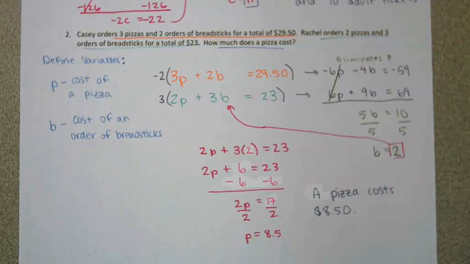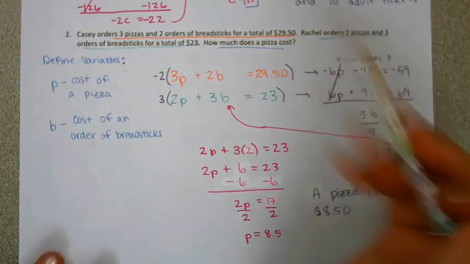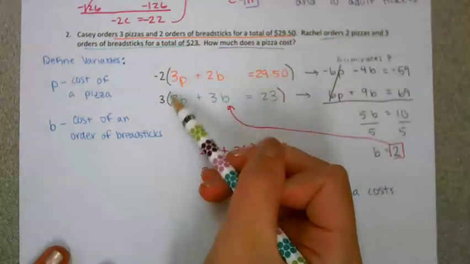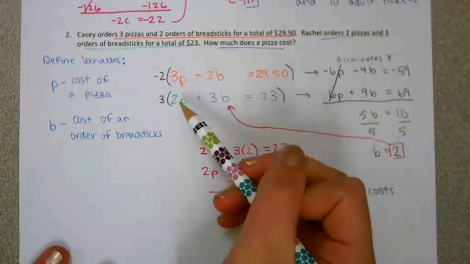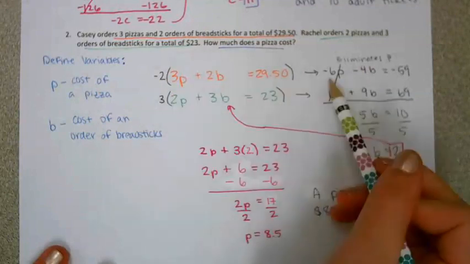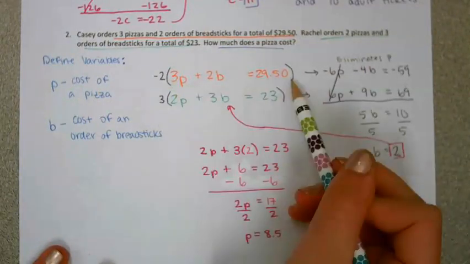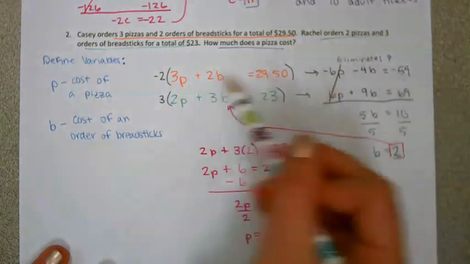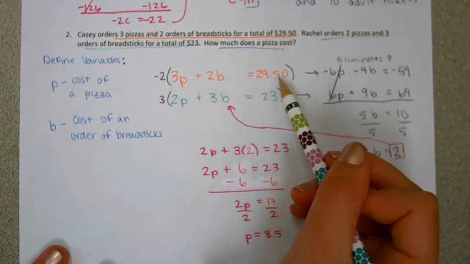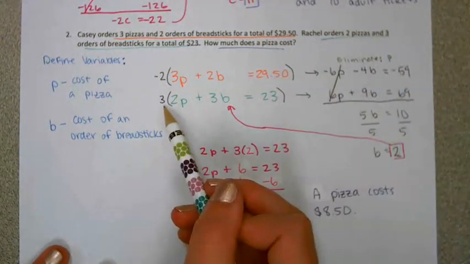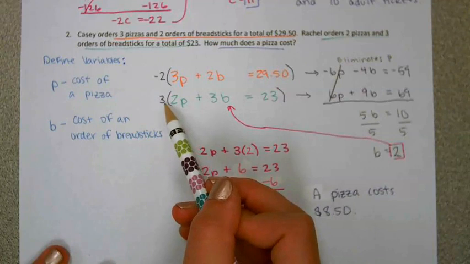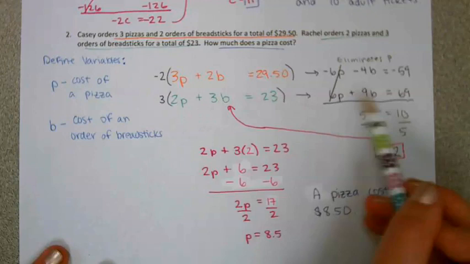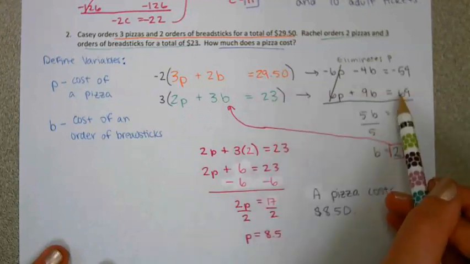Okay, so using elimination, I decided to eliminate the P. So I needed these to be the same, well, not the same, but opposite signs. So I made this into a -6P by multiplying the entire thing by -2. So that also changed the 2B and the $29.50. And then here I needed this to be a +6P. So I multiplied this by a +3 and I did it to the whole equation. So this became a 9B and this became a 69.